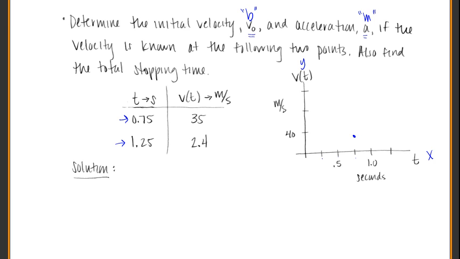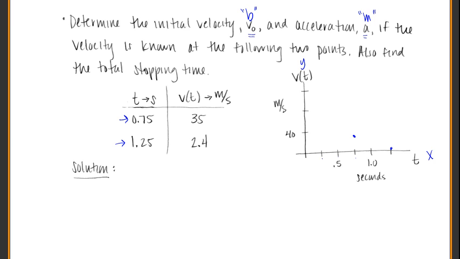So right about there, I guess I would say. And then at 1 1/4 seconds, we're at 2.4, so we're very, very close to hitting that x-axis. Looks like right now they're in a linear pattern, but you never know, it could be a curve. So let's wait and find some other information, then we can come back and graph it.